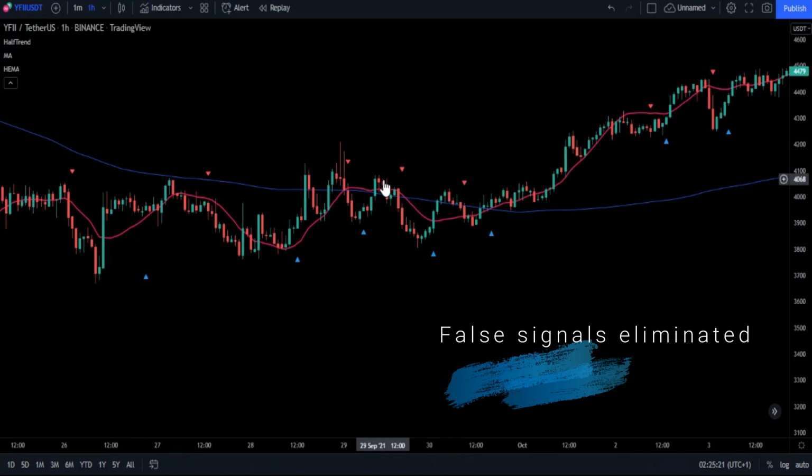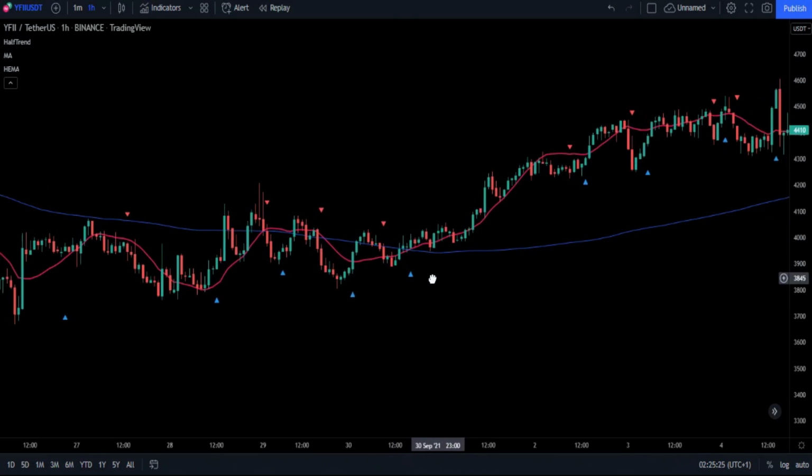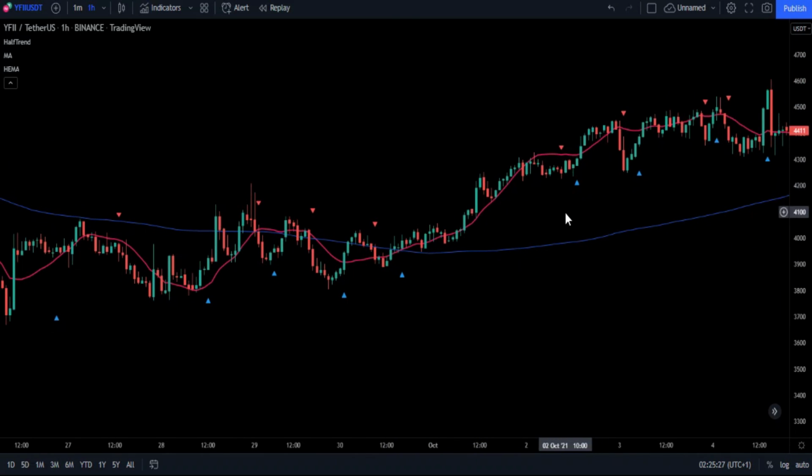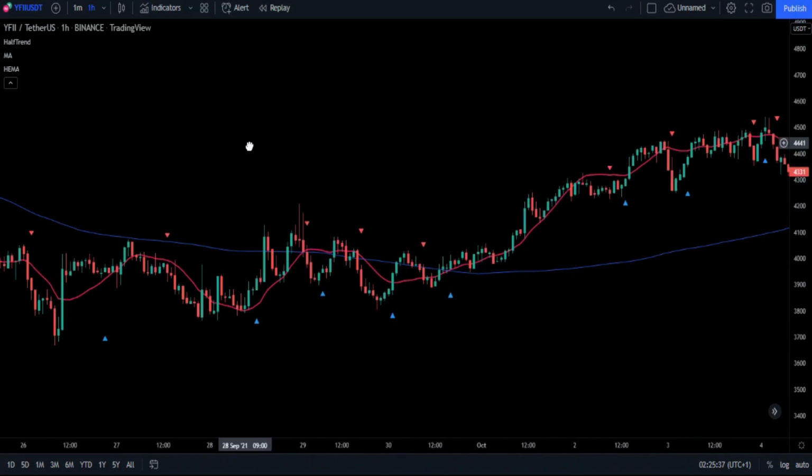So these are 3 false signals that have been eliminated, because trading in the pullback movement, which is the area between the uptrend and the downtrend, the signals are unstable. But with this strategy we were able to eliminate a large number of false signals. And even here, when the trend rebounded, many false signals were eliminated.